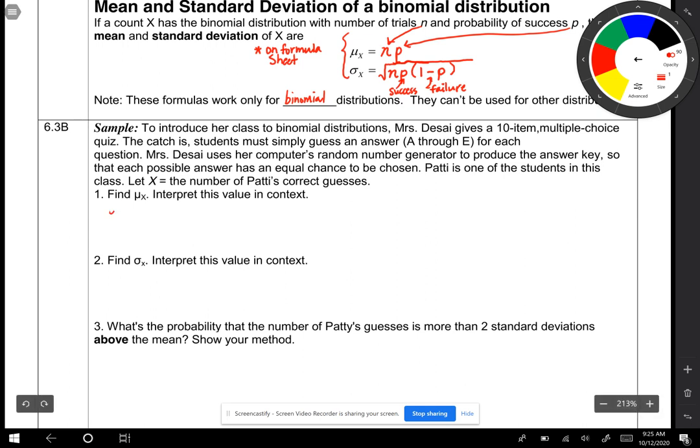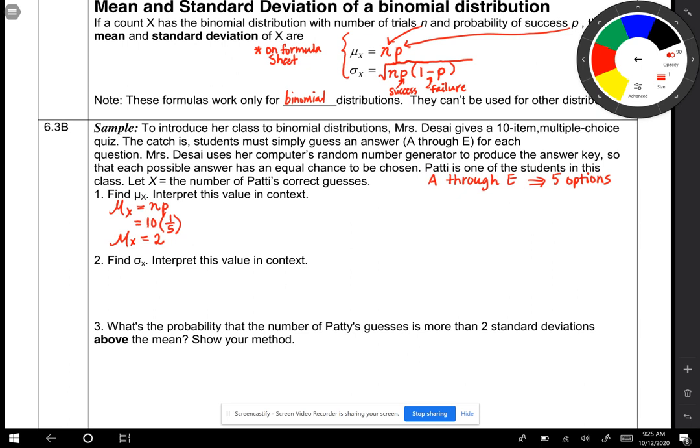So the mean of X is equal to n times the probability of success. So n, the number of trials, would be 10, the number of questions, and your probability of success for each one is 0.20 or 1/5. The reason it's 1/5 is because A through E for your multiple choice is a total of 5 options. And so that would equal 2.